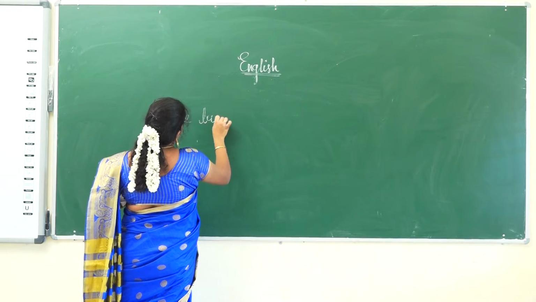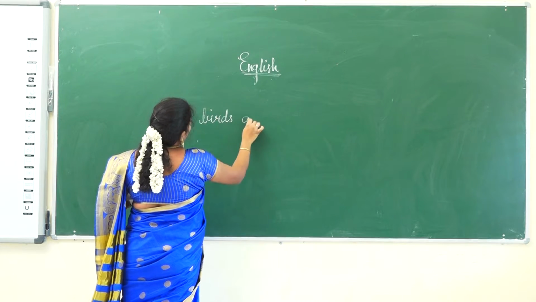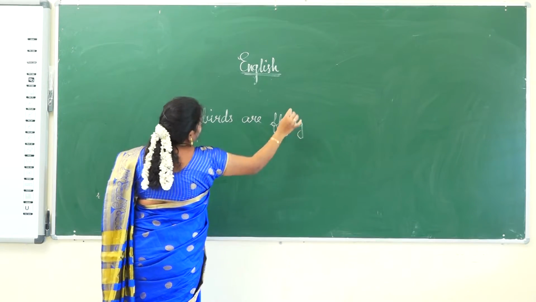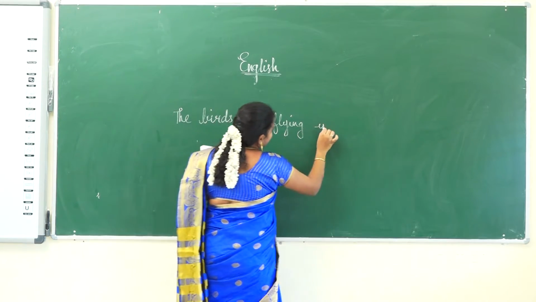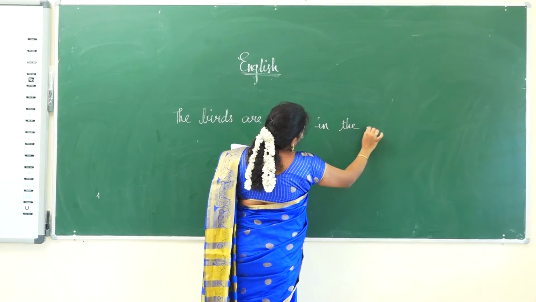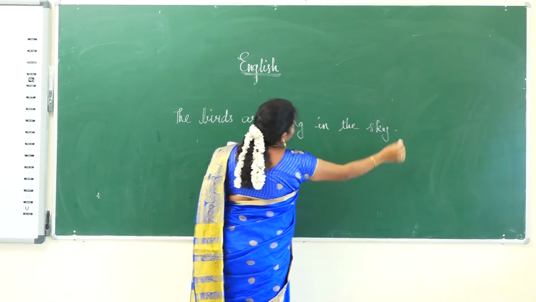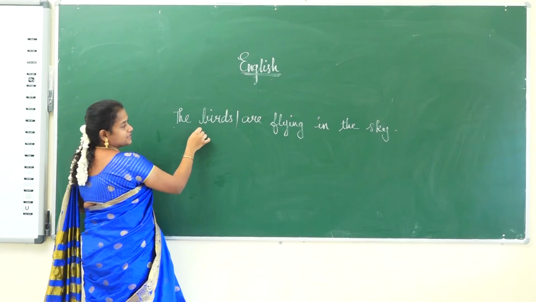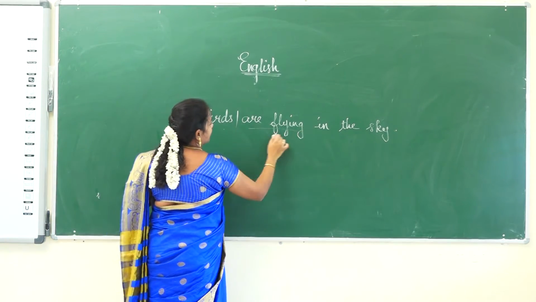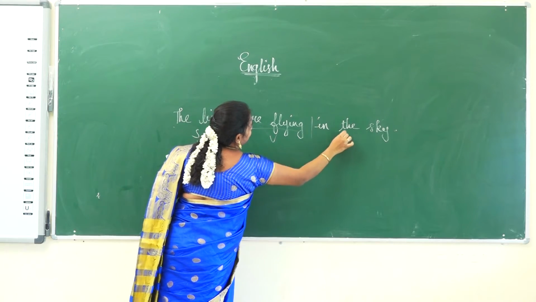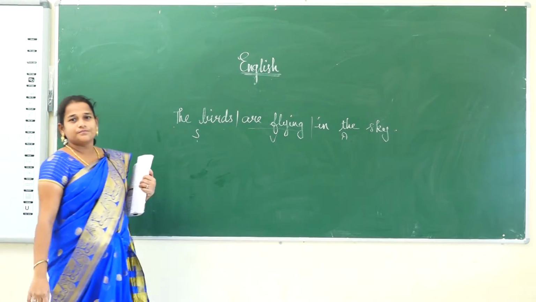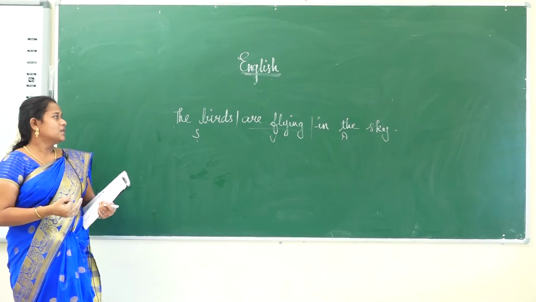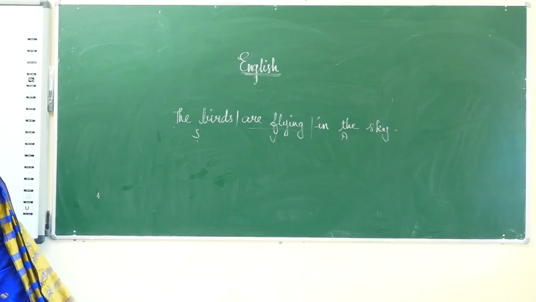The birds are flying in the sky. I hope you understand how to find out the pattern. The birds is a subject, are flying is a verb, in the sky is an adjunct. Okay. So, I hope you understand what is sentence pattern.